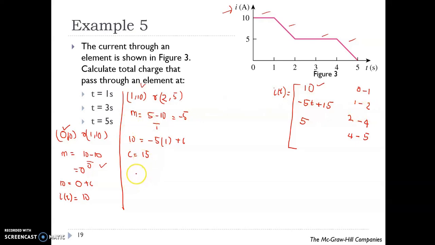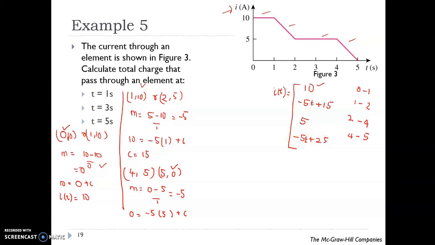And then from 4 until 5, the points are 4, 5 and 5, 0. Your m is equal to 0 minus 5 over 1, minus 5 again. And your c, let's say I take this point: 0 equals minus 5 times 5 plus c. So c will be equal to 25. So this equation is minus 5t plus 25.